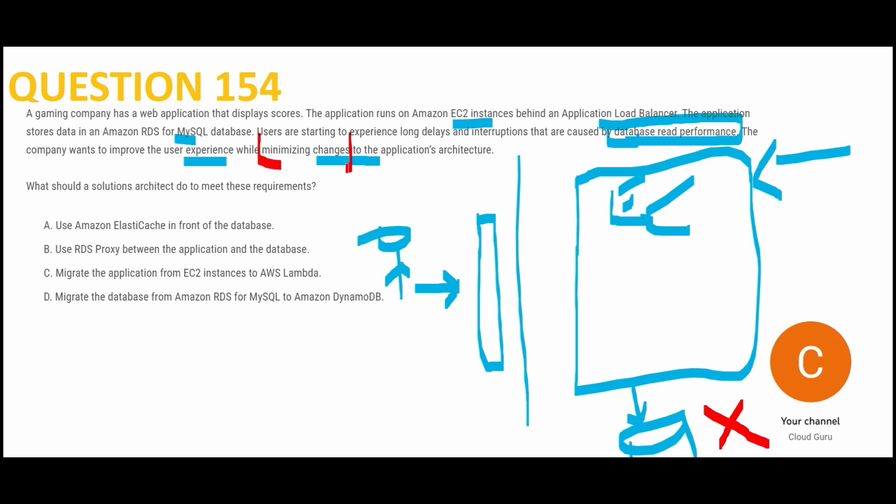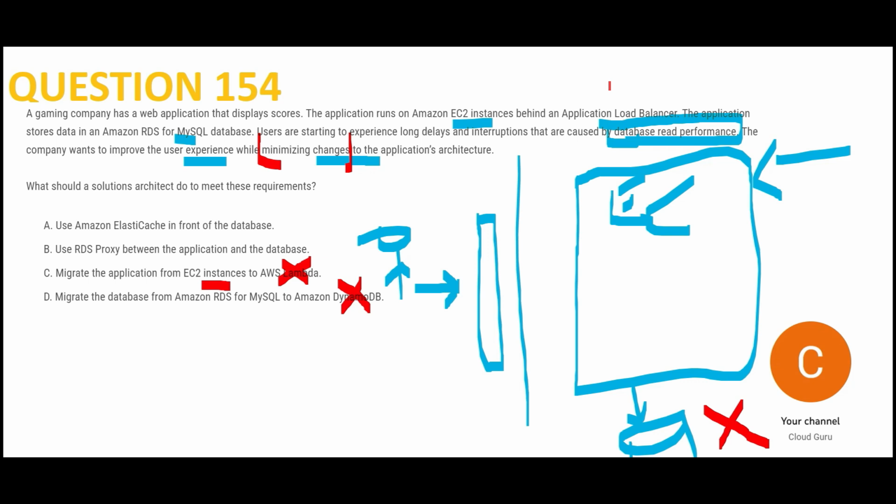Okay, so what should you do? First, option D is saying I will migrate the database. See, same example I told you. They're saying I will move to DynamoDB. It will not minimize changes. C says migrate the application from EC2 instance to Lambda. Again, an architecture change you are making. So you will have to write a new piece of code also now, because your code may be in a different language like Perl or something on the EC2 instance. Now you will have to write it in Lambda.